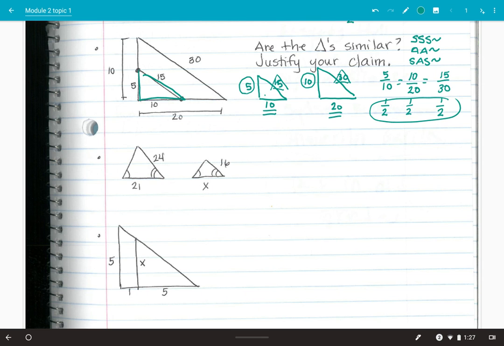So if we started with the small triangle and went to the bigger, we increased it by 2. So our scale factor was 2, or if we decreased it, by 1/2. But all the sides were the same. So this one is side, side, side similarity. Yes, these 2 triangles are similar by side, side, side similarity. So when justifying your claim, you tell me how you did it and what.